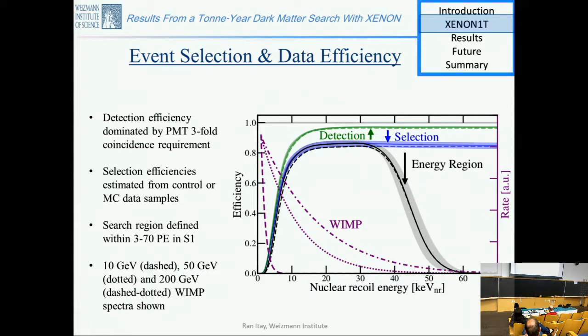For the event selection, we cut events for threefold coincidence of PMTs, so three PMTs need to see something for an event to be selected. The search region is defined between 3 to 70 photoelectrons in S1. This black line here is our selection efficiency, and these magenta lines are the expected signal from a WIMP, for a 10 GeV WIMP, a 50 GeV WIMP, and a 200 GeV WIMP.